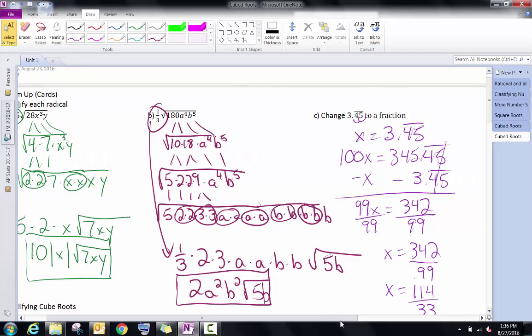So it's just the same steps that we've been doing. Remember, variables are the same as with our numbers. We look for pairs, and then we bring them out. The difference with variables is they tell you how many of each there is. You don't have to break them down.